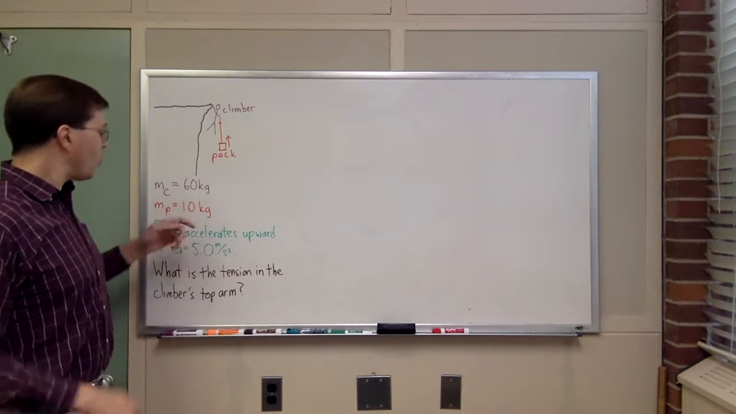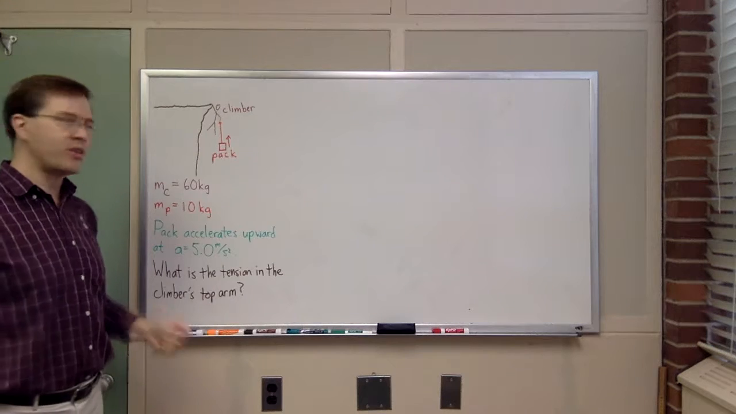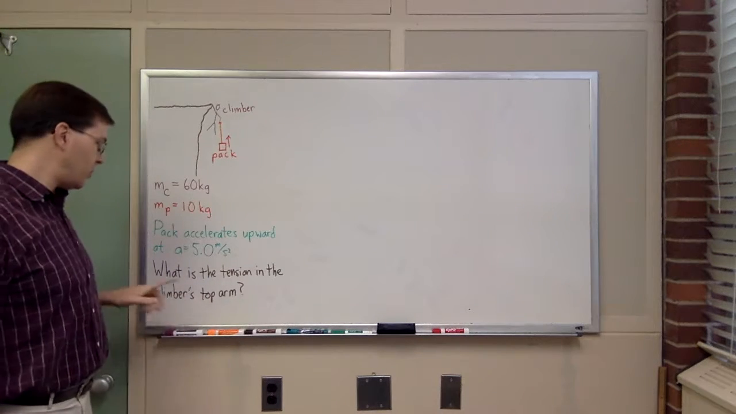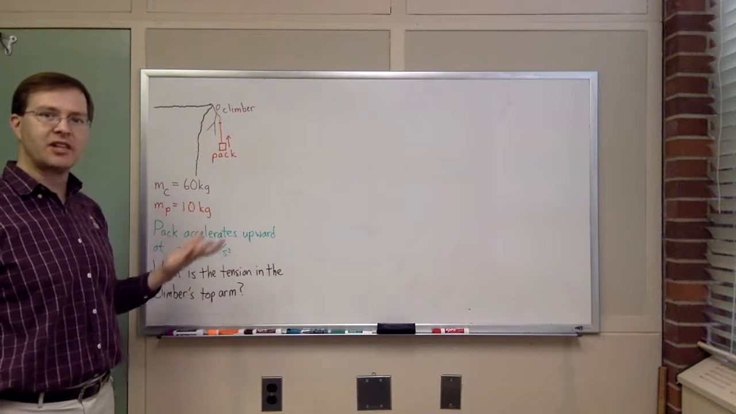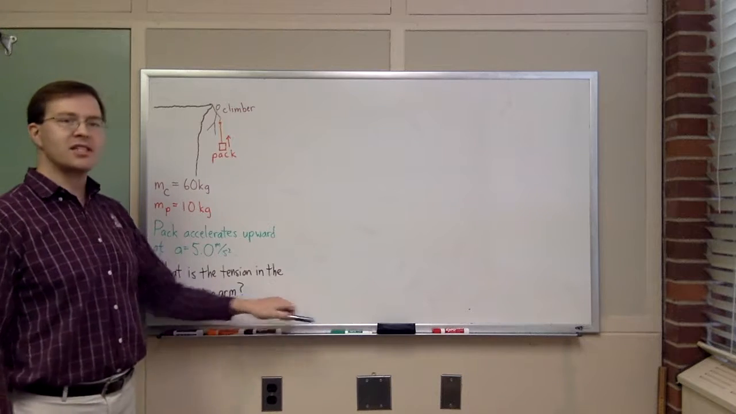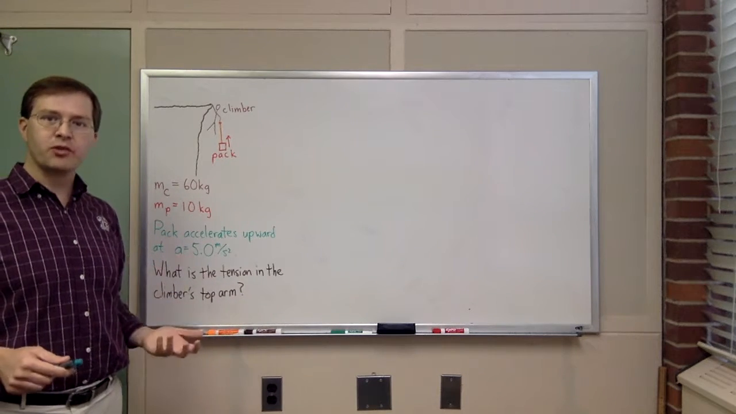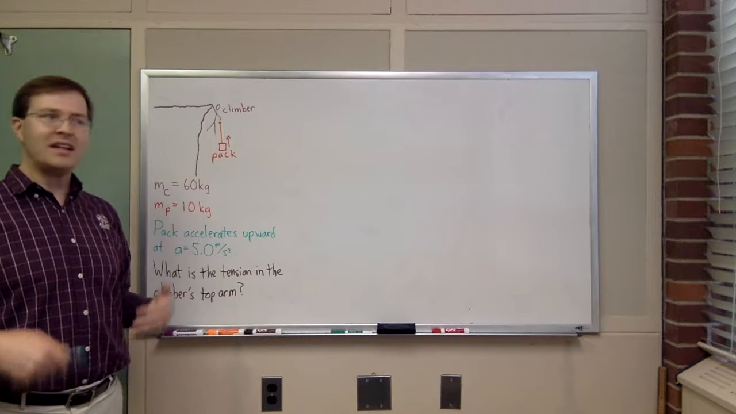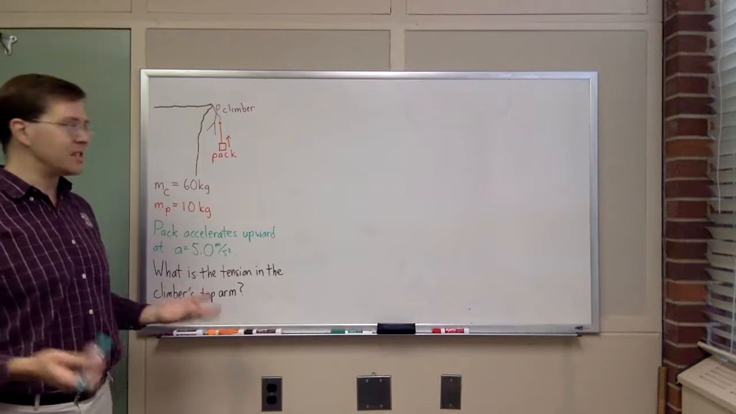My question is, what is the tension in the climber's upper arm that she's holding onto the top of the cliff with while she lifts up the pack with an acceleration of 5.0 meters per second squared as it's lifted up? That's our scenario. So okay, how do we solve this problem? How do we analyze this problem? In general, what we want to do to solve any force problem is to identify systems that we're going to analyze. So a good place to start is a simple system.